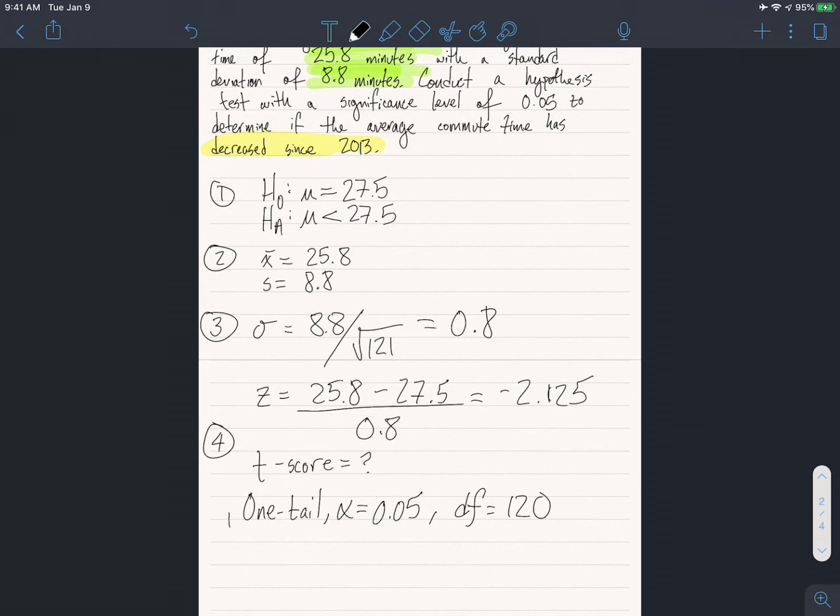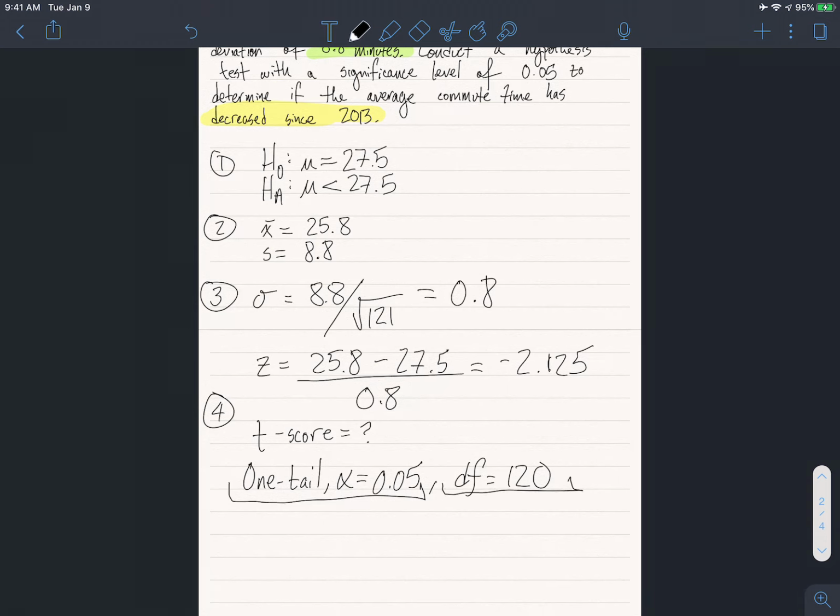So you need to line up 1 tail with 0.05 across the top, and then line that up with the row that is degrees of freedom 120. And all of that together produces a t-score of 1.658.